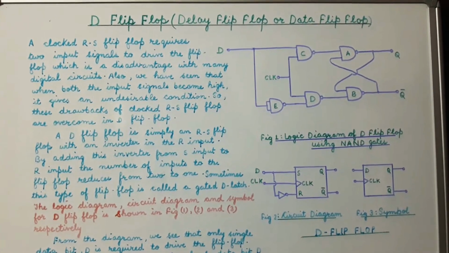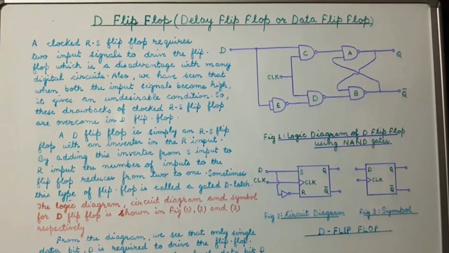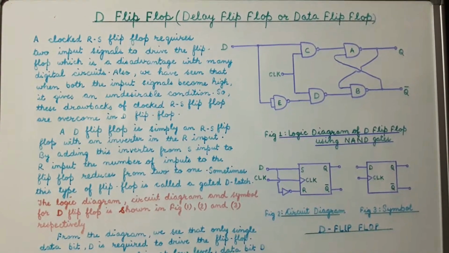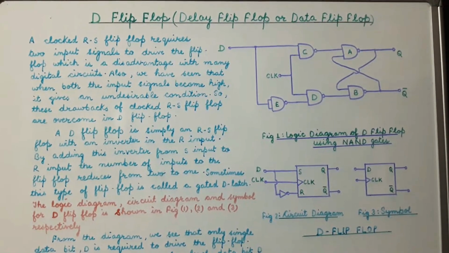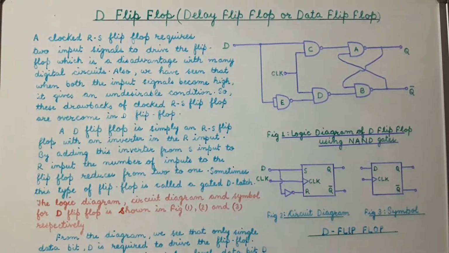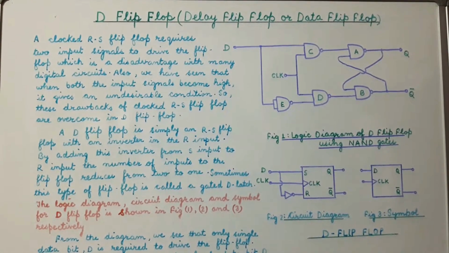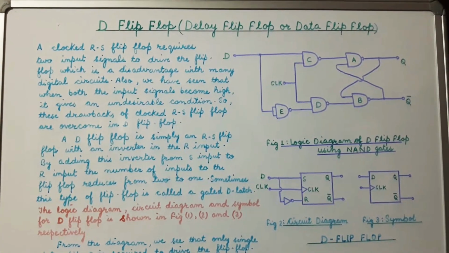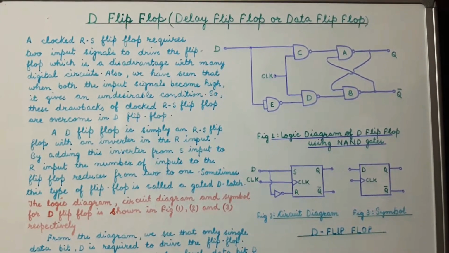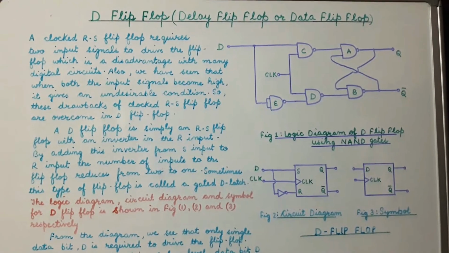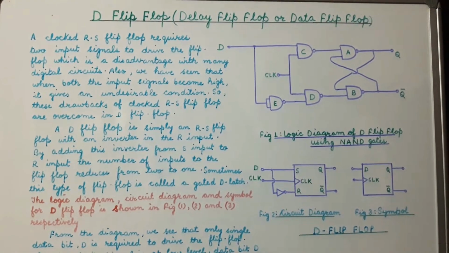Hello everyone. In this video we will discuss the D flip-flop, also known as the delay flip-flop or the data flip-flop. We have seen in the previous class that a clocked RS flip-flop requires two input signals to drive the flip-flop, which is a disadvantage with many digital circuits. We have also seen that when both the input signals become high, it gives an undesirable condition. So these drawbacks of clocked RS flip-flop are overcome in D flip-flop.